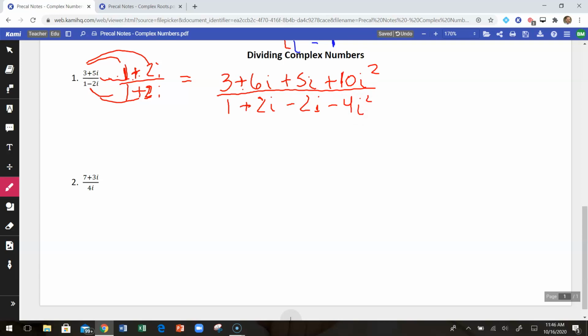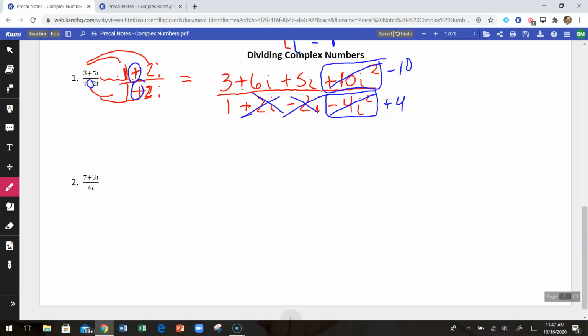Okay, once you multiply all that out, a couple things happen here. Plus 10i squared, we're going to replace that with negative 10. Minus 4i squared, we're going to replace that with positive 4. Also on bottom, because we did the conjugate of the bottom, and the conjugate means just change that middle sign from a minus to a plus, when you do conjugates, the two middle terms will always cancel each other out. So you're not going to be left with an i on the bottom.